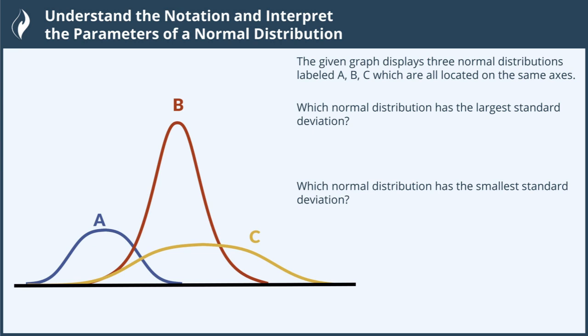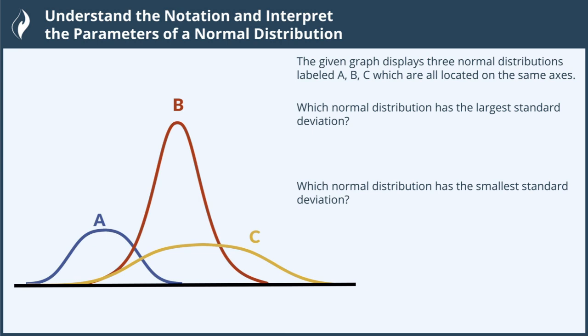These questions here: the given graph displays three normal distributions labeled A, B, and C, which are all located on the same axis. Which normal distribution has the largest standard deviation, and which normal distribution has the smallest standard deviation? So this is basically a question regarding variability.